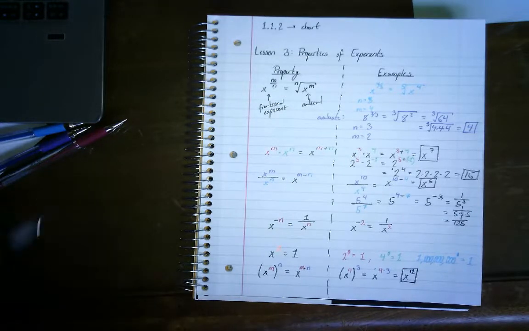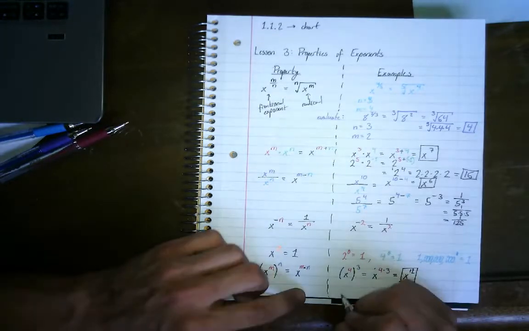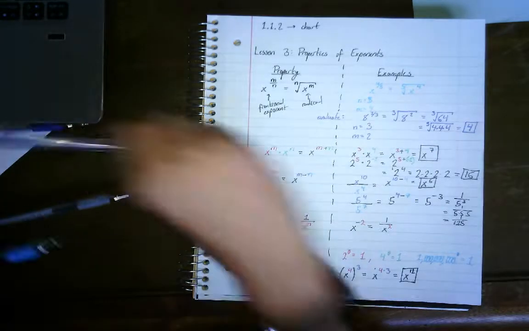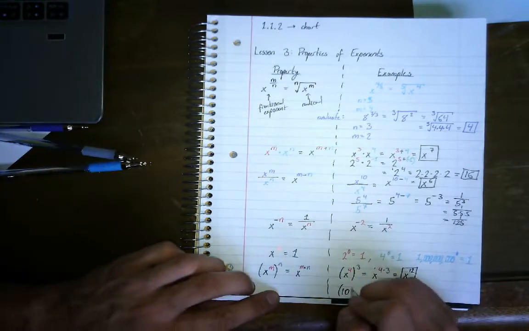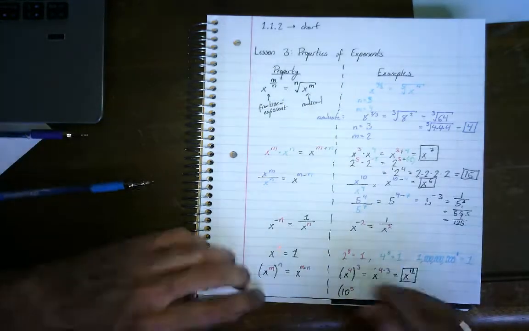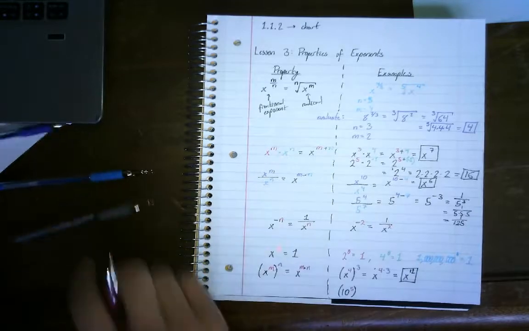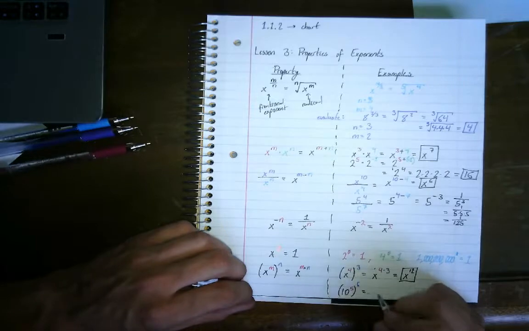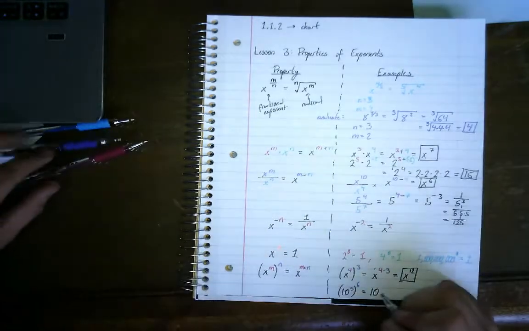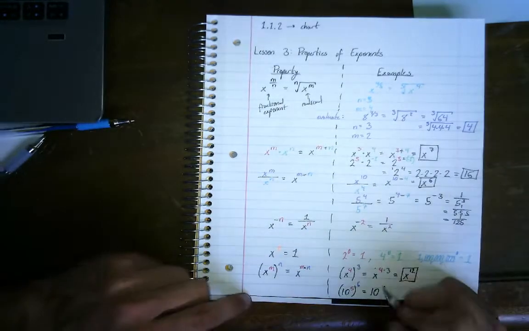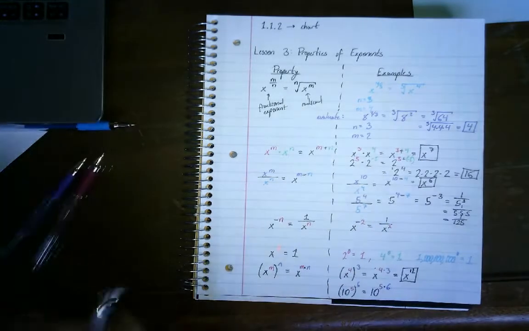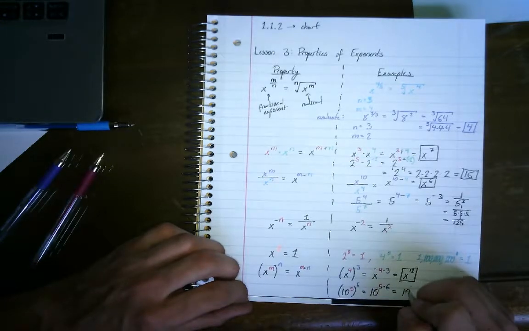We can also do a numerical example that might be a little more comfortable for some of y'all. So we'll have 10 to the 5th raised to the 6th. So in this case, we'll just multiply them together again. 10 to the 5 times 6 power. So that's just going to be 10 to the 30th power, 10 with 30 zeros behind it.